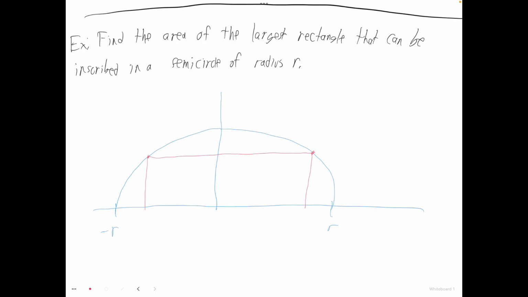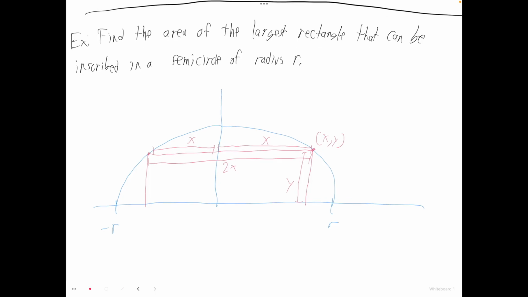Okay, and so if we actually picture this as being the points where it touches is the point x comma y, then our vertical distance will be y, and this distance here is going to be x. But because of symmetry, this distance over here also should be x. And so the total length of the rectangle is going to be 2x, and its height is y. Okay?